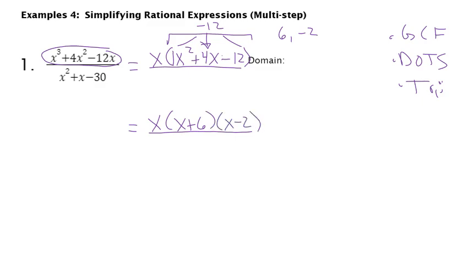All right, so basically I just went ahead and factored out a GCF. Again, if you want to do the table, I'm going to put here that these were my factors. My factors were 6 and -2. For the bottom, I'm going to do the same exact thing.